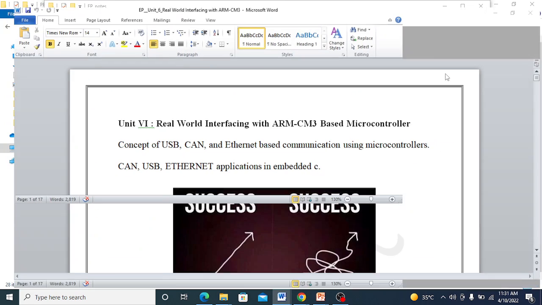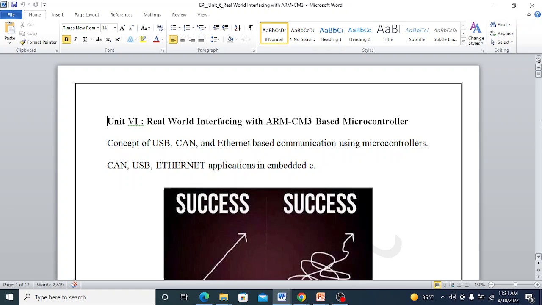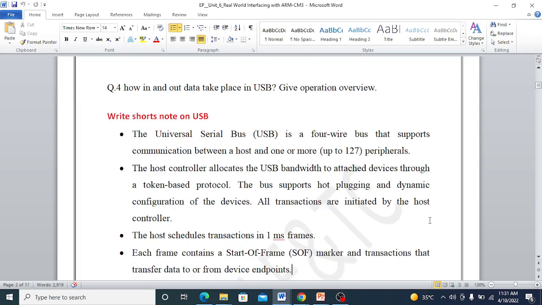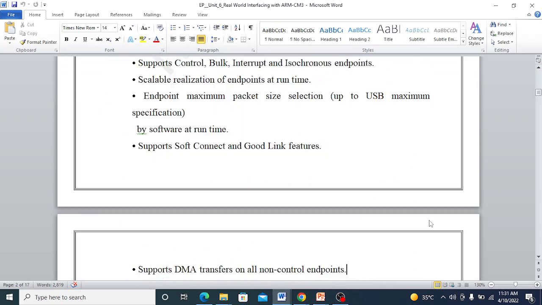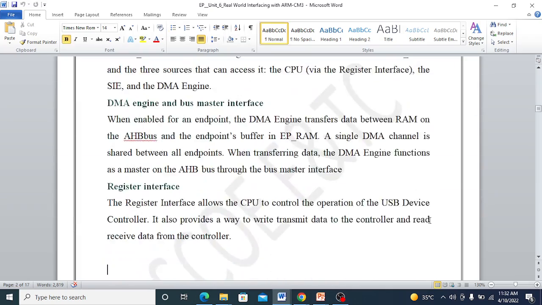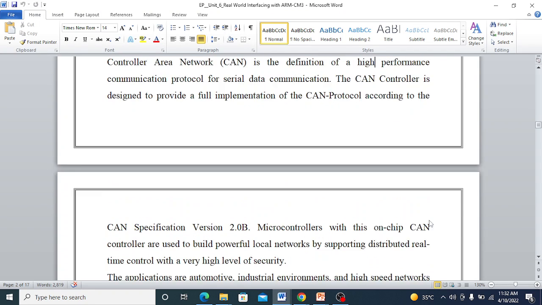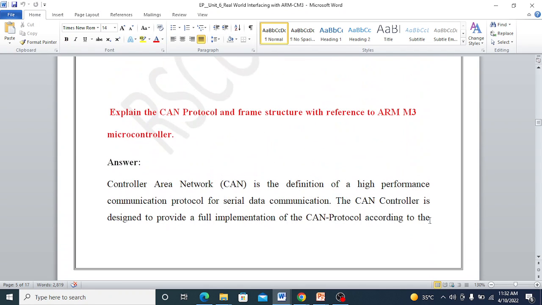So this is unit number 3. Write a short note on USB. After that, it is a protocol, what type of protocol, CAN protocol, this is very important.